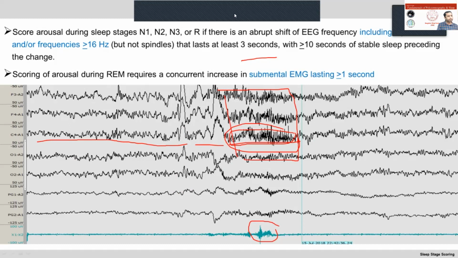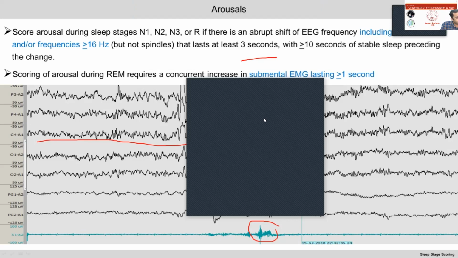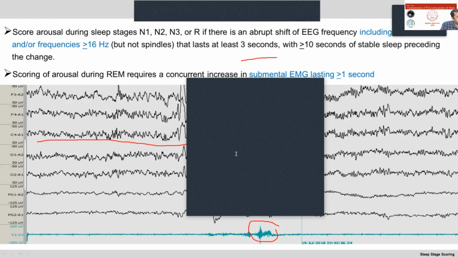Okay, I think there is a chat question. K complex I will explain. Dr. Rafiq has asked a question: with your example of assigning stage with the major portion rule, you used 12 seconds for wake, 11 seconds for wake, and N1 as 7 seconds for N2. Why is it considered wake?